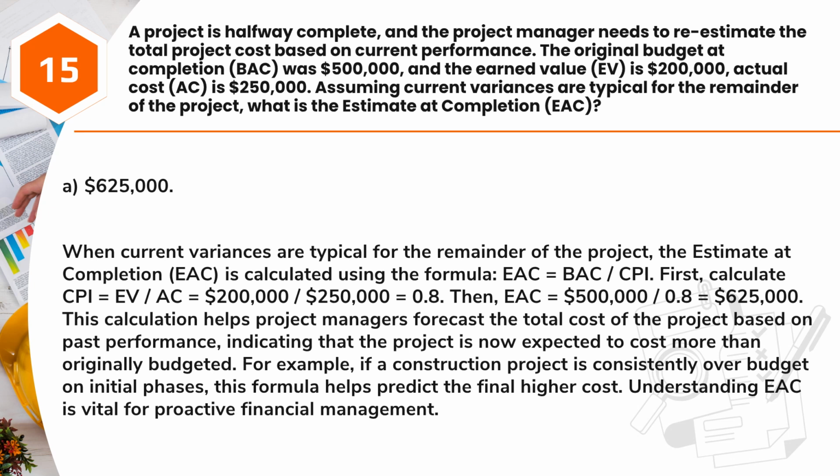$625,000. This calculation helps project managers forecast the total cost of the project based on past performance, indicating that the project is now expected to cost more than originally budgeted. For example, if a construction project is consistently over budget on initial phases, this formula helps predict the final higher cost. Understanding EAC is vital for proactive financial management.